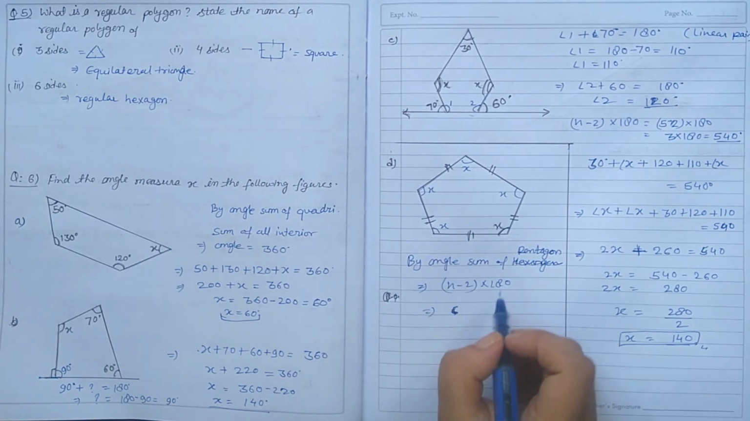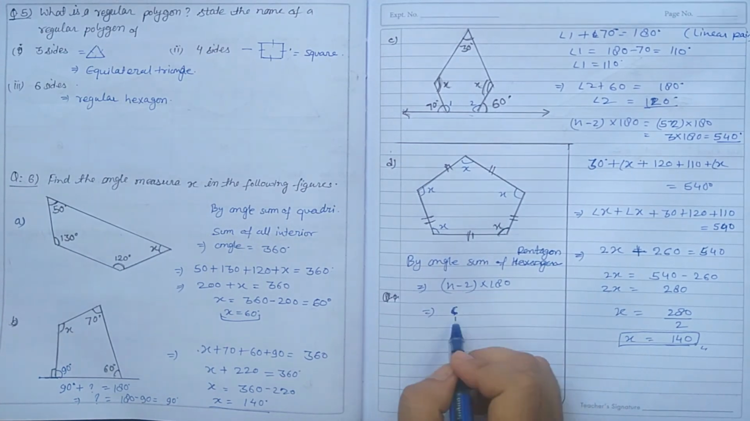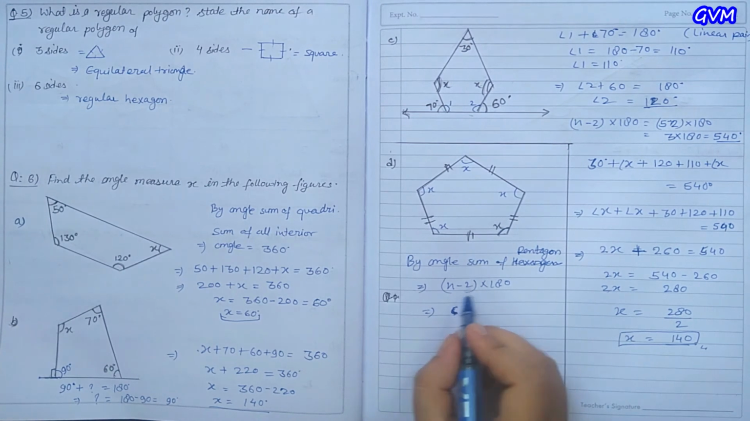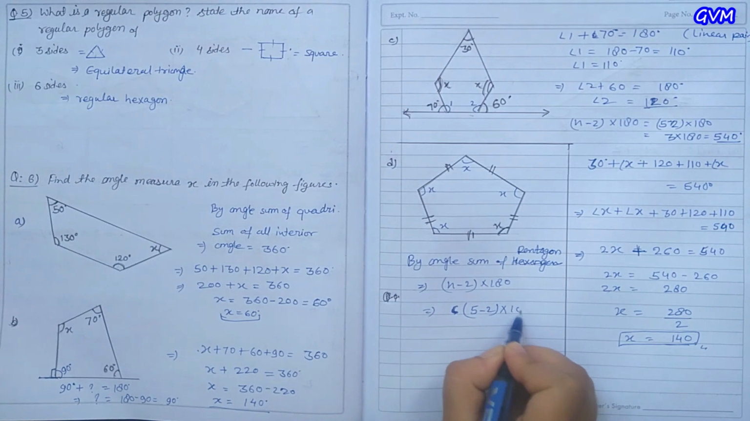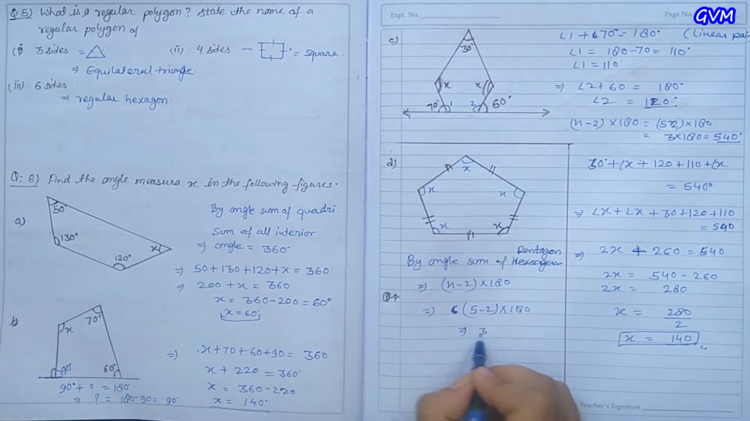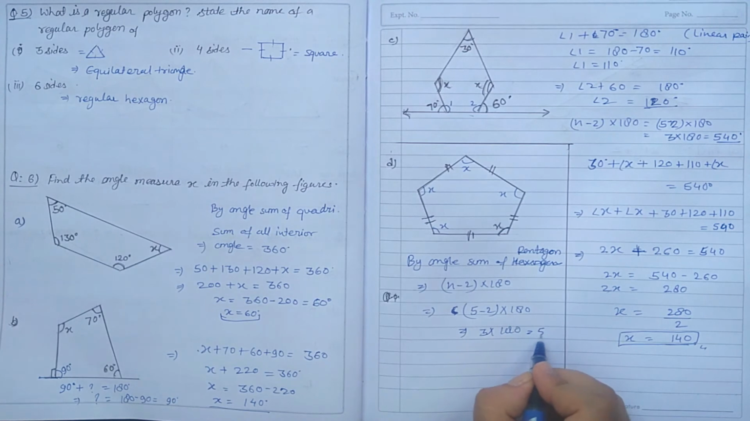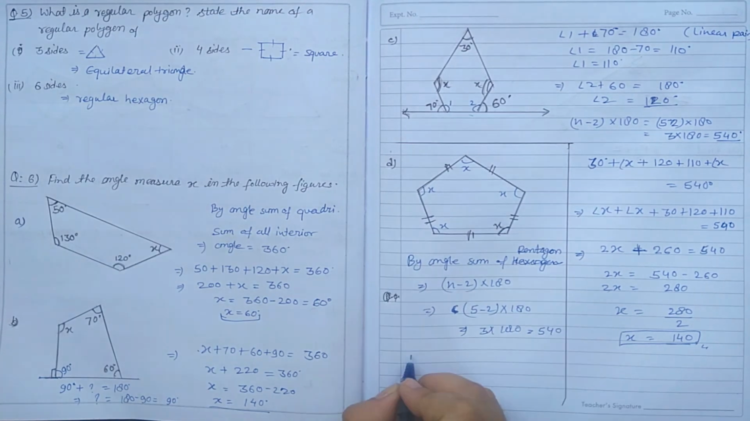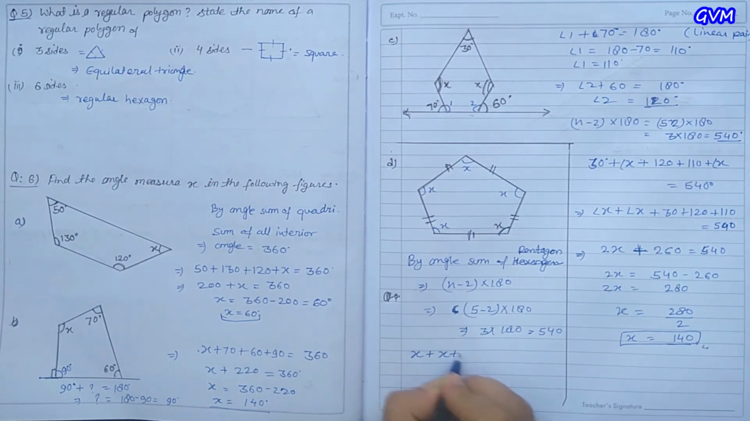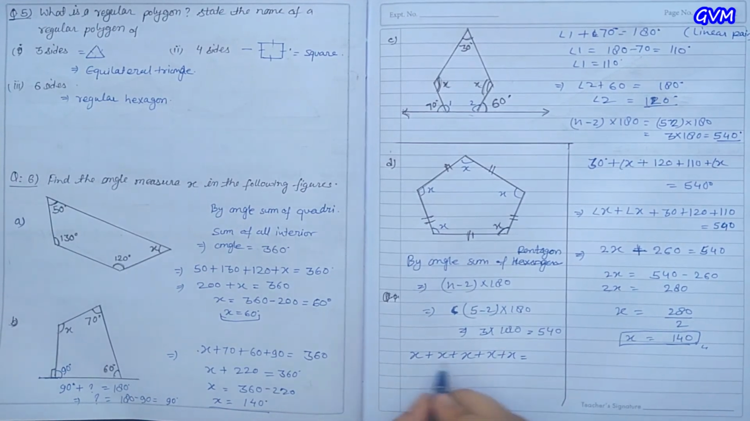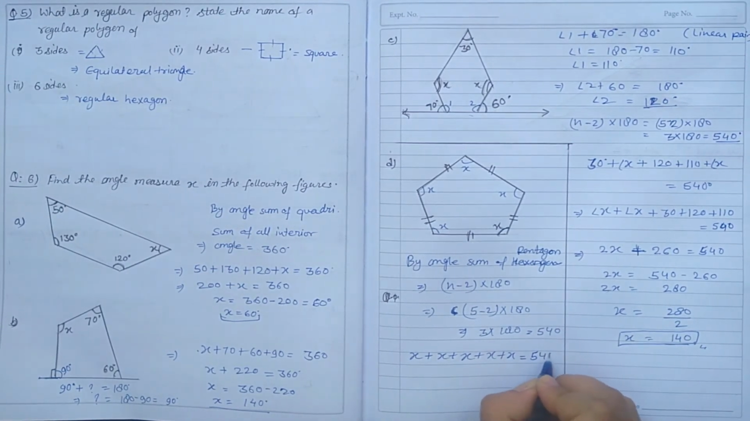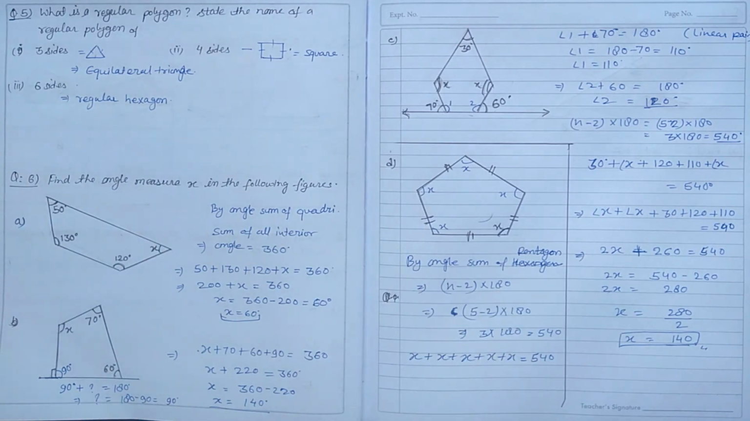Now by angle sum we know that (n minus 2) into 180 gives the angle sum. We know that the sides are 5, so (5 minus 2) into 180. So this will become 3 into 180, that is 540. Now if this is 540, we can say that x plus x plus x plus x plus x, 5 times this x, is equal to 540, because the sum of all the interior angles, we have found out, is 540.